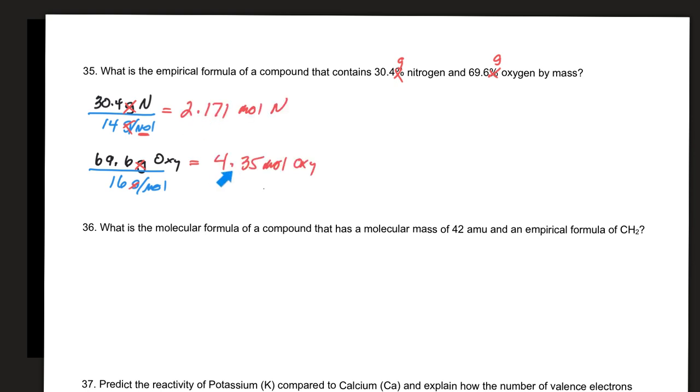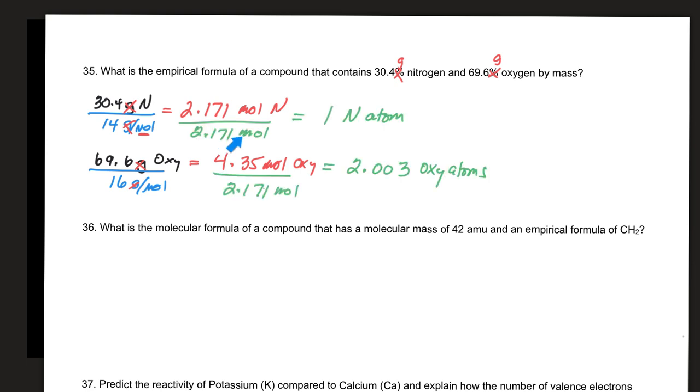The next step is to look at both of these numbers and ask which one's smaller, 2.171 or 4.35. Clearly, the 2.17 is smaller, so I'm going to take this number and divide both of these numbers in red by 2.171 because it's the smaller one. I'm going to put that in green. So now, the resulting number is that we have one nitrogen atom in the formula, and we've got 2.003 oxygen atoms in the formula. 2.003 is very close to a 2. So we're going to do that, and the 1 is a whole number.